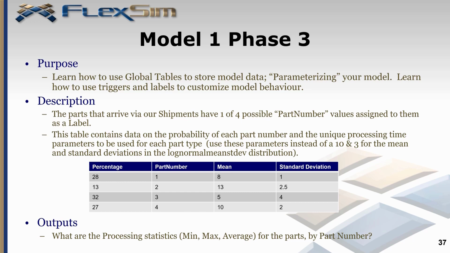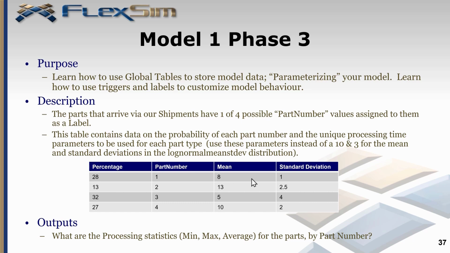Here's the description. The parts that arrive via our shipments have one of 4 possible part number values assigned to them as a label. This table here contains the data on the probability of each part number. So here we have 28% probability we'll have a part number 1, 13% probability part number 2, and so on.